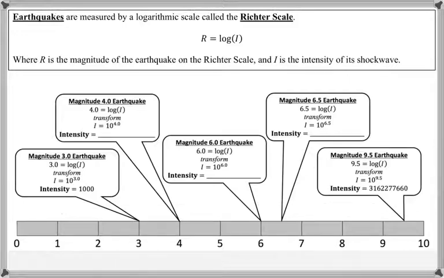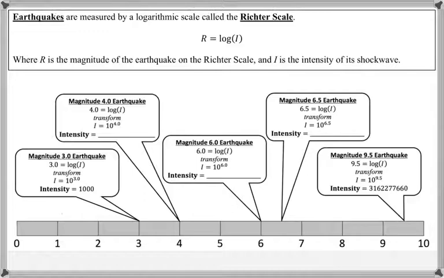So let's look at a magnitude 3.0 earthquake. If I plug the 3 into our formula, it's 3 equals log of I. And if I wanted to figure out what the intensity of this earthquake is, I can transform it into its equivalent exponential form, like we've been doing in this section. So I is equal to 10 to the 3, and 10 to the 3 is equal to 1,000. So it's going to have an intensity of 1,000.